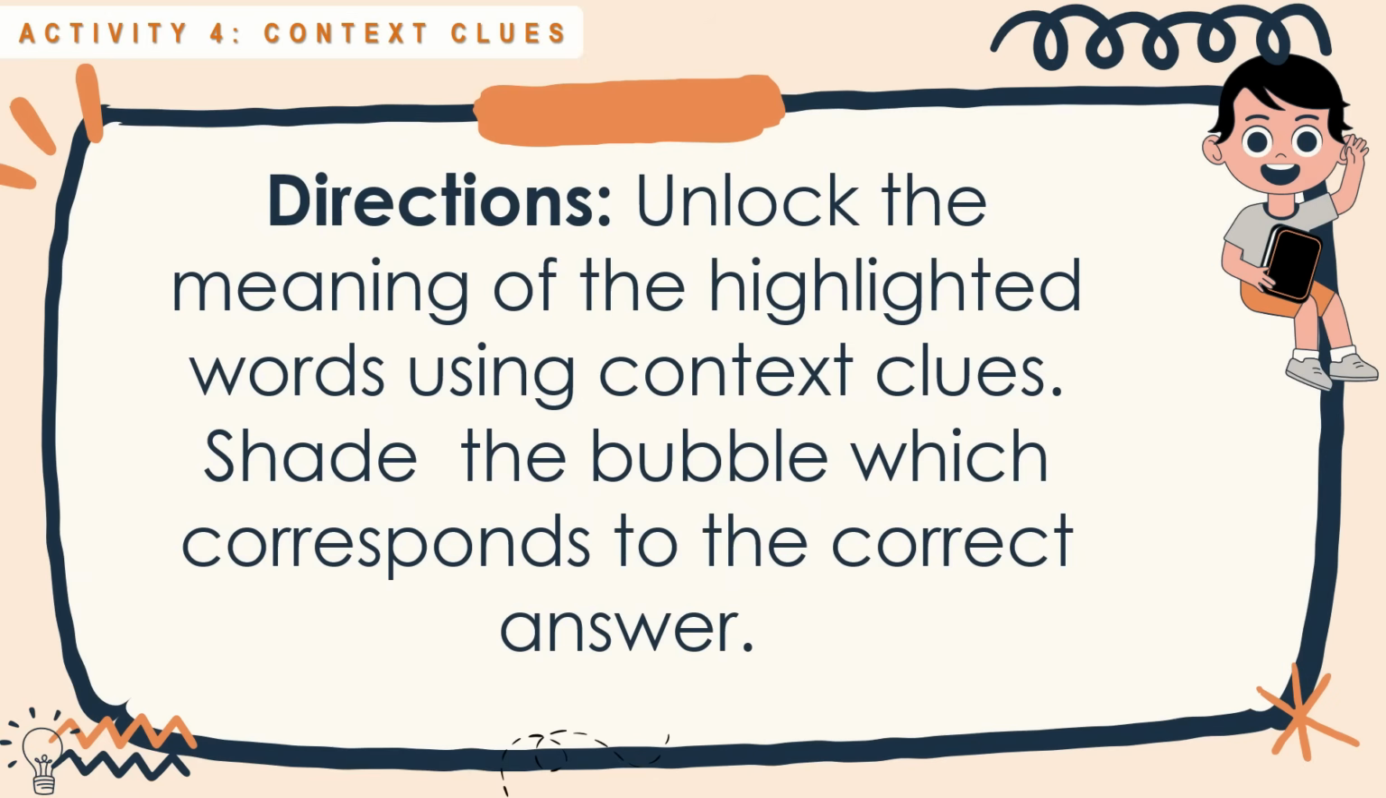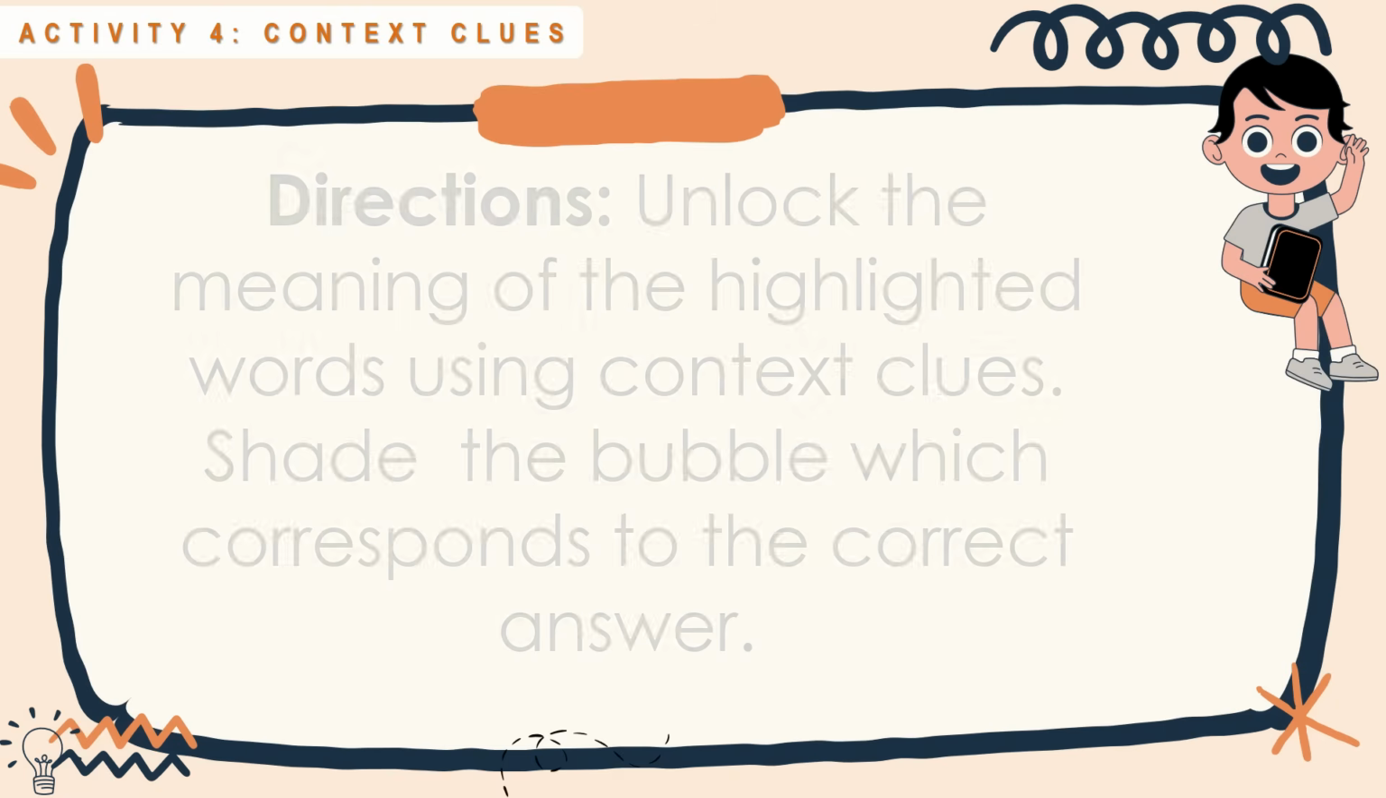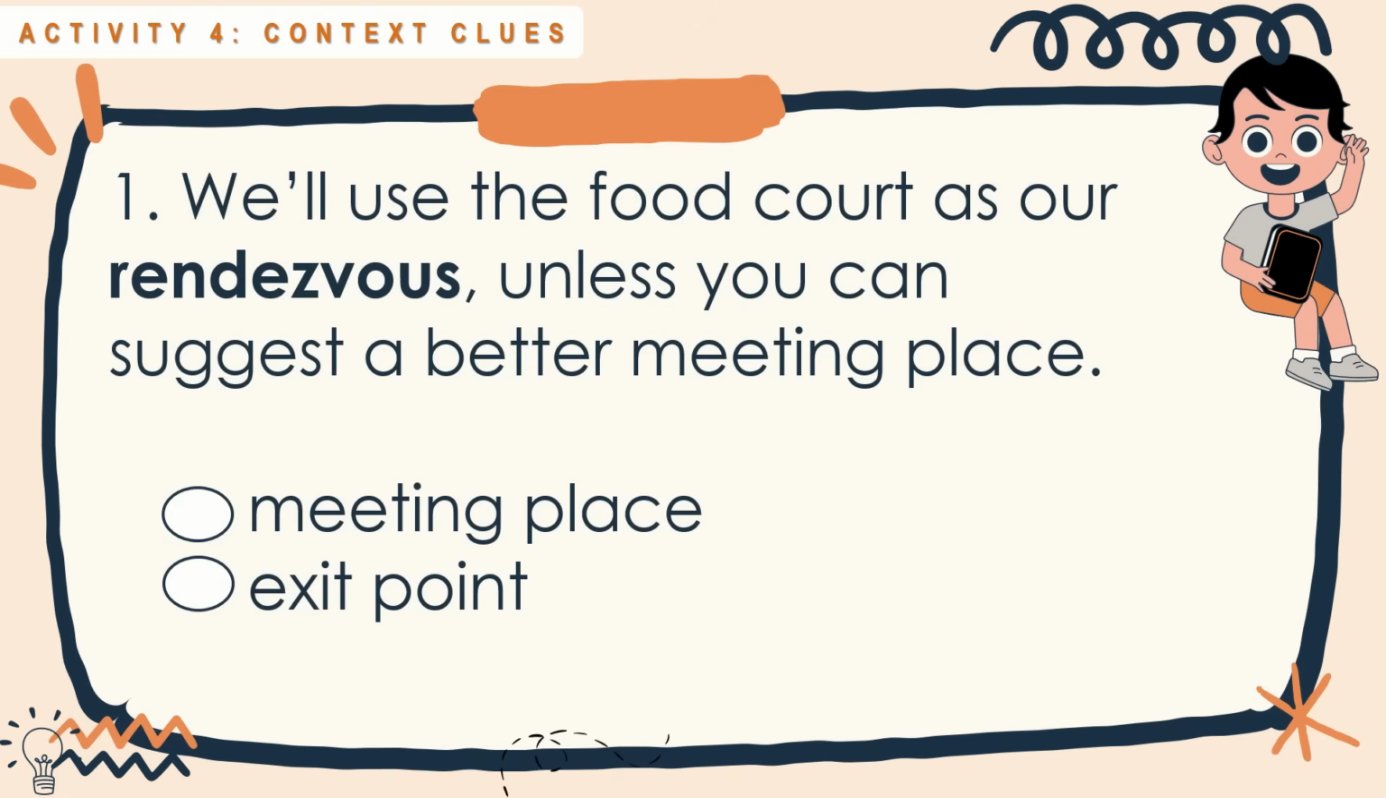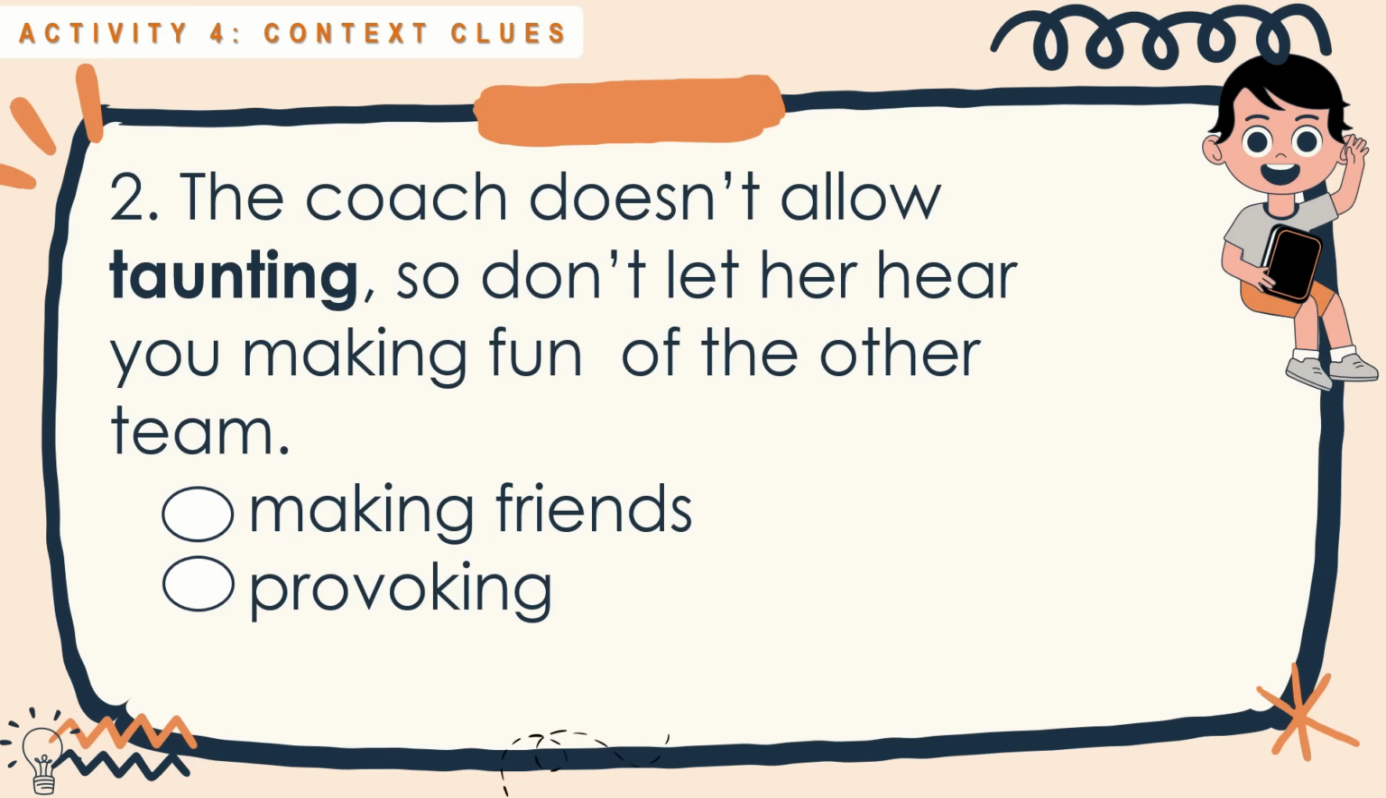Activity number 4, context clues. Directions: unlock the meaning of the highlighted words using context clues. Shade the bubble which corresponds to the correct answer. Number 1, we'll use the food court as our rendezvous unless you can suggest a better meeting place. What does the word rendezvous mean? Meeting place or exit point?